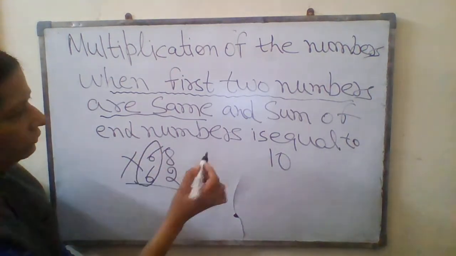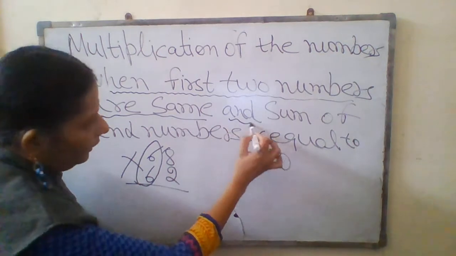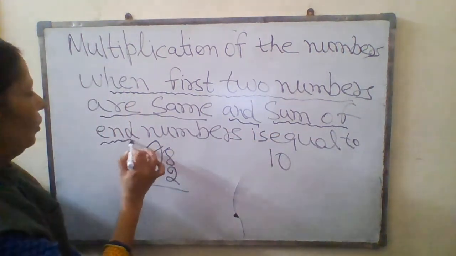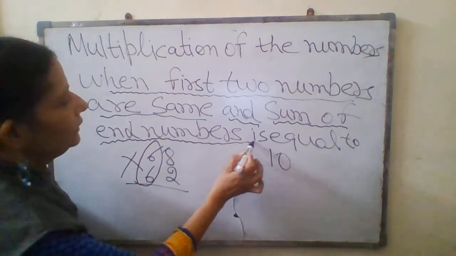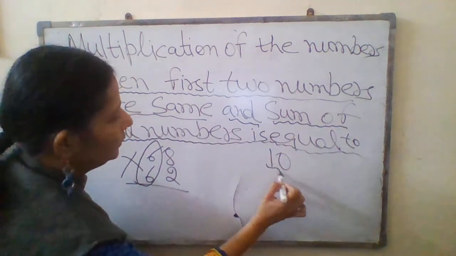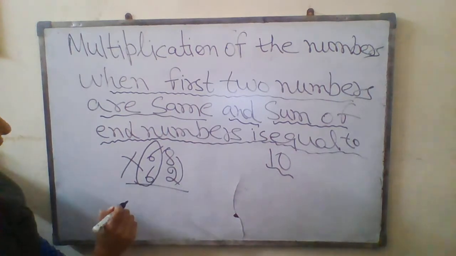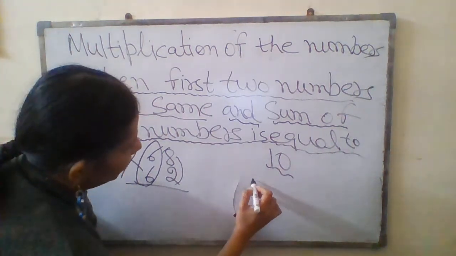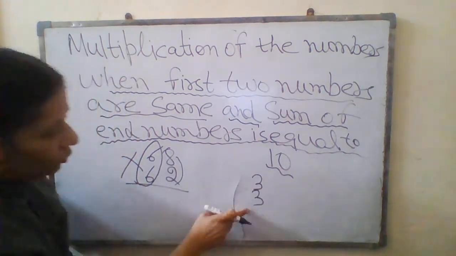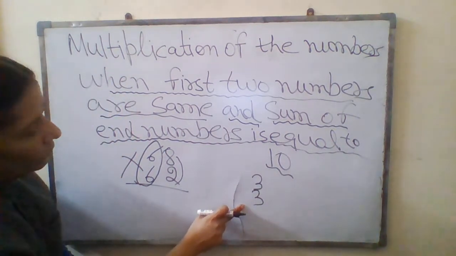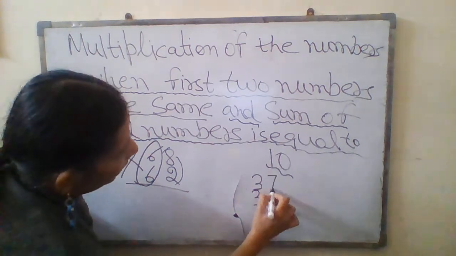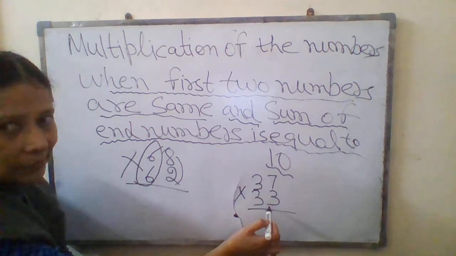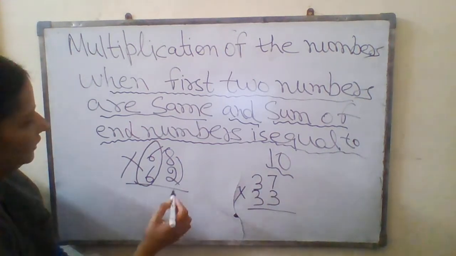Okay, and what is the other condition here? I have written here that the sum of the last numbers is equal to 10. You see, 8 plus 2 is 10. You solve it with my trick. Okay, and I am taking some other examples with you. 3, 3. Okay, the starting numbers are the same. Now you see here, if I am writing 73, you have to multiply this. See, the sum of 7 plus 3 is 10 and the starting two numbers are the same.